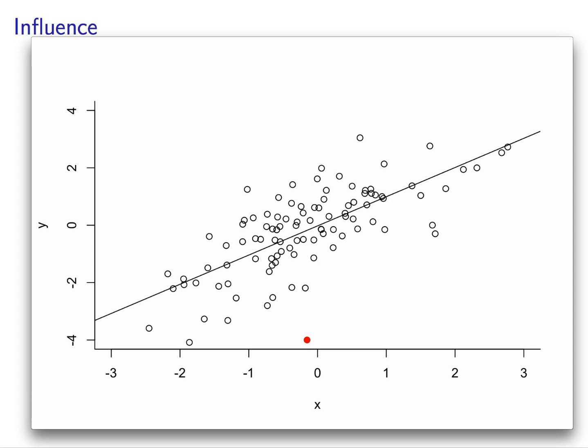Now, when we move our observation along the trend line, we see absolutely no change in the slope or the intercept. Observations in the middle of our cloud of points, especially when they're right on top of the trend line, are not going to have much influence on the regression coefficients. In fact, if it's on the trend line, it will have no influence over the regression line or the predicted outcomes.